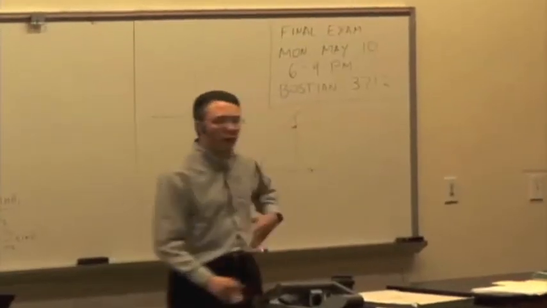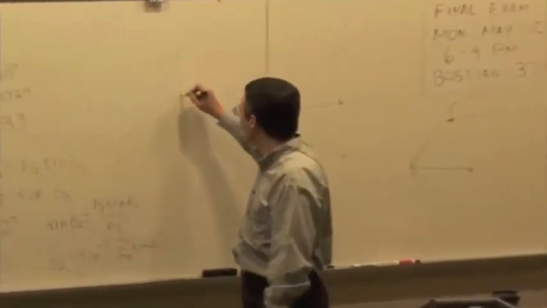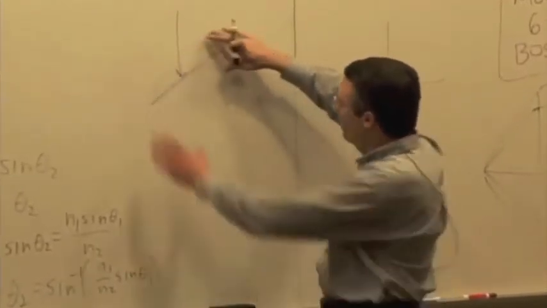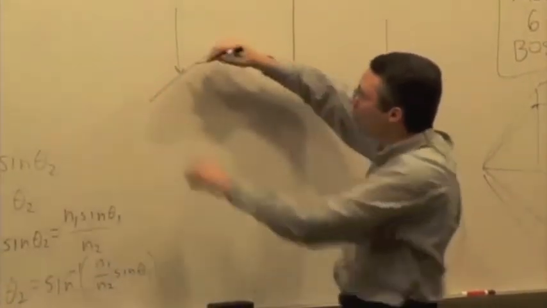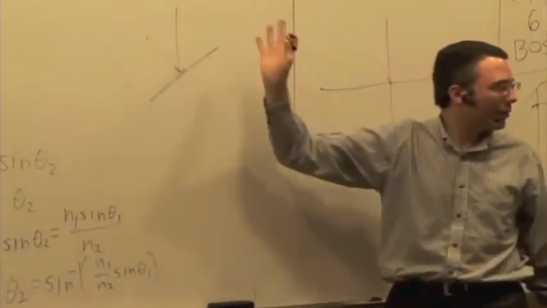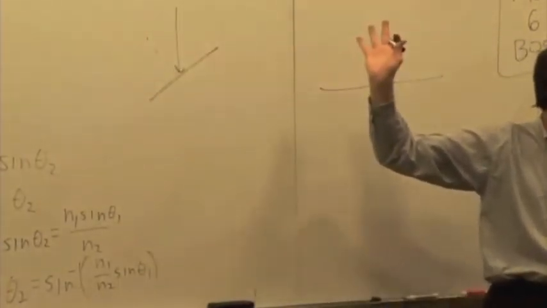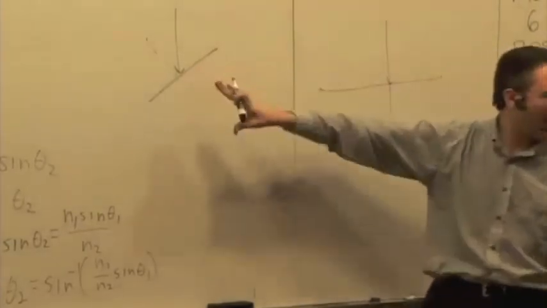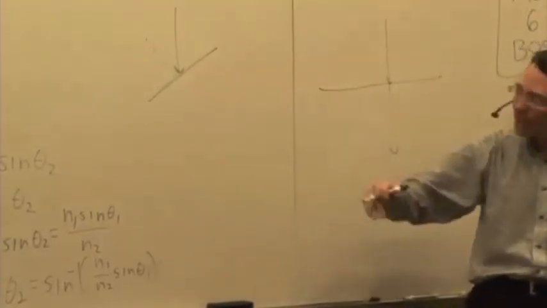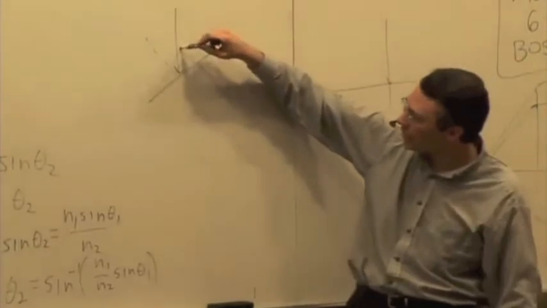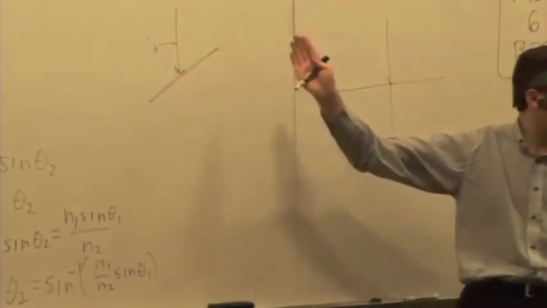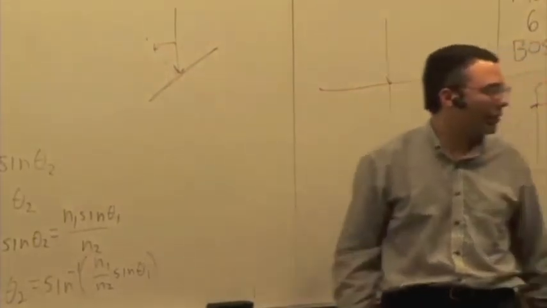Okay, so the question is, what happens if the light ray stays the same direction, but the interface changes? Well, if your surface changes angle, then your normal is going to change angle too. So that's going to affect it. It's going to vary back and forth. But the key idea here is not the direction of the light ray, but the direction with respect to that normal. And if that normal changes, then the refraction angle is going to change as well.